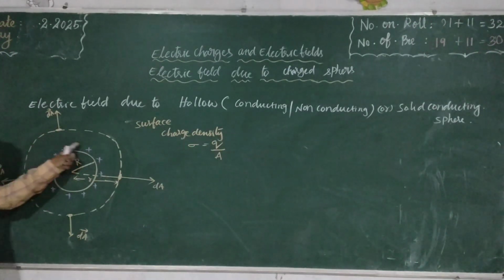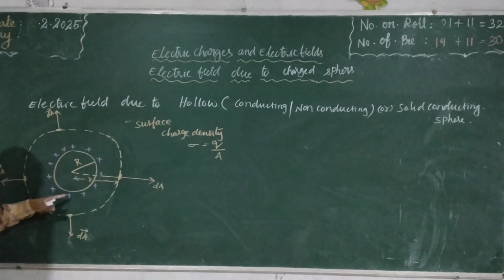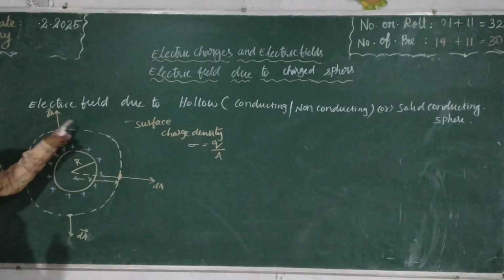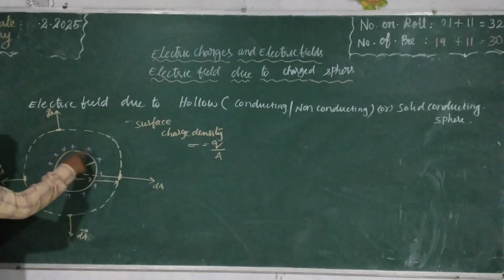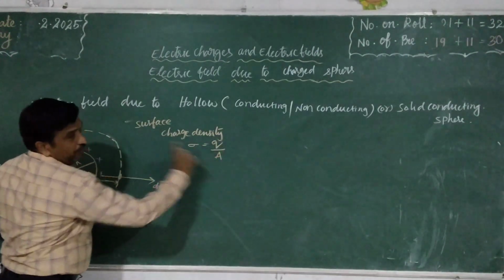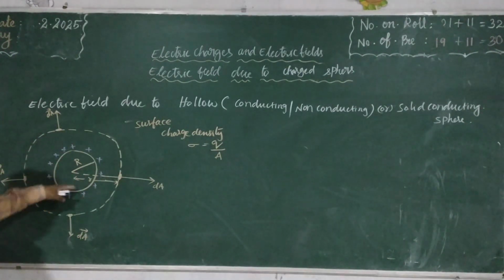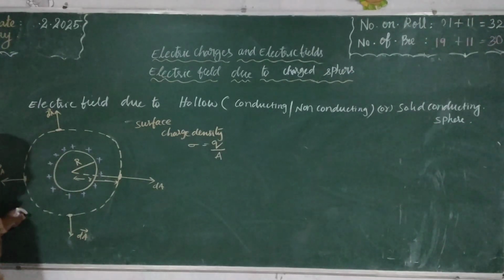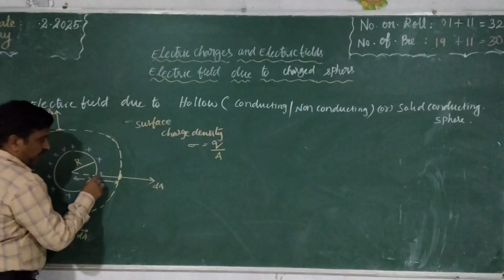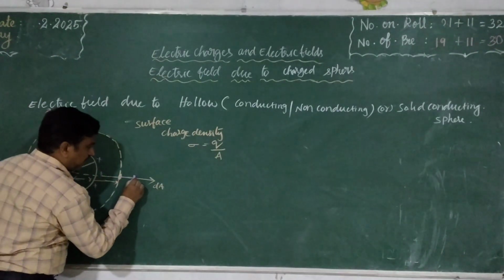See here, positive charge resides on the surface of the sphere, whether it is a hollow conducting, non-conducting, or solid conducting sphere. This total charge gives sigma equal to q by A. Due to this charge, an electric field is there. This electric field is always radial, but positive charge gives radially outwards, negative charge radially inwards. Here positive charge, so radially outwards. See the electric field at this point, this is the electric field.